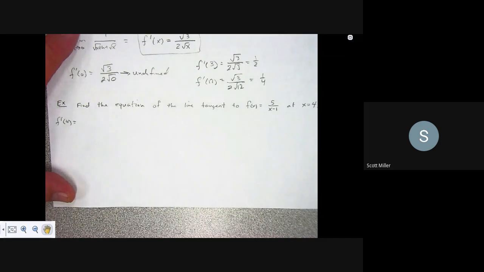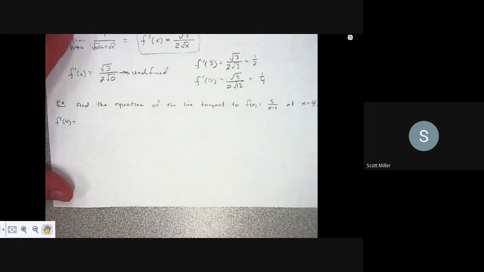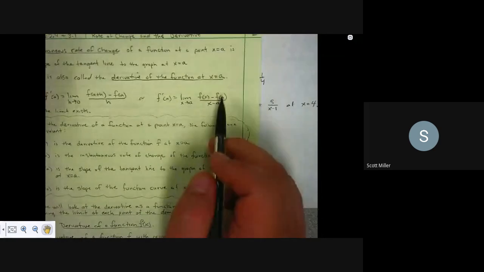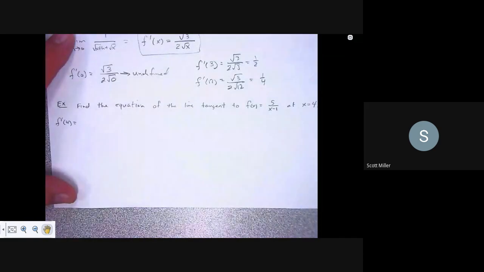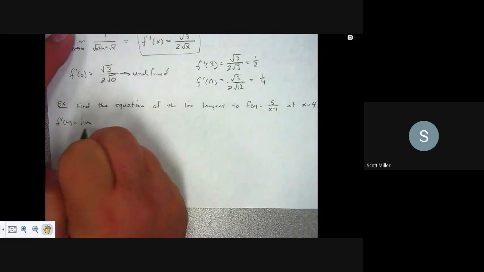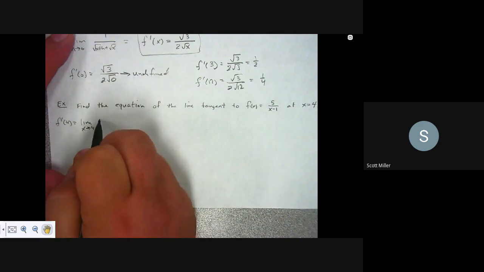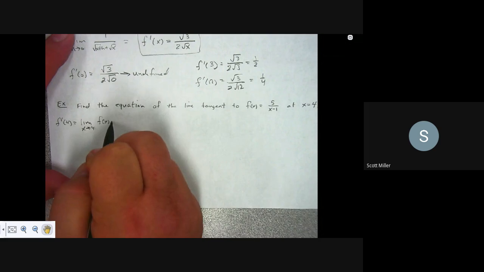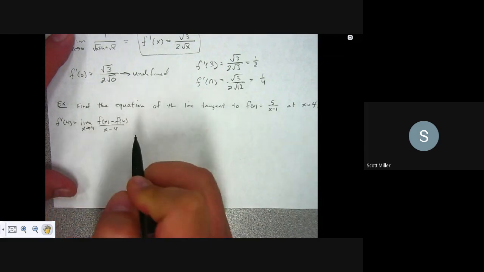So based off of that, we can use our definition. I'm going to use the other one this time. I'm going to use this one. Why? No particular reason. I just want to show you how it's used. Okay? So I'm going to use this one to find the slope at 4. So this becomes the limit as x approaches 4 of f of x minus f of 4 over x minus 4.